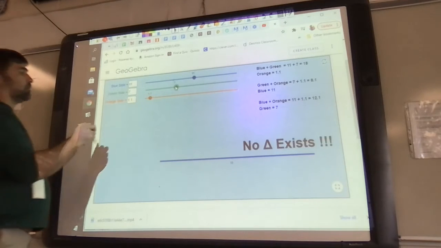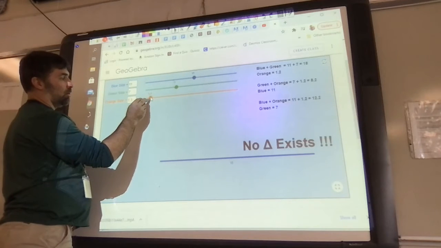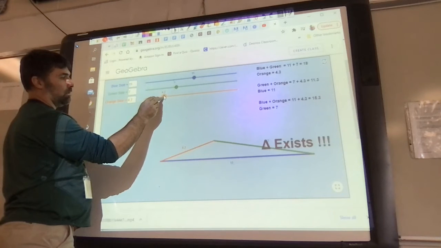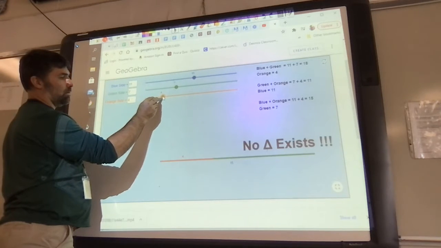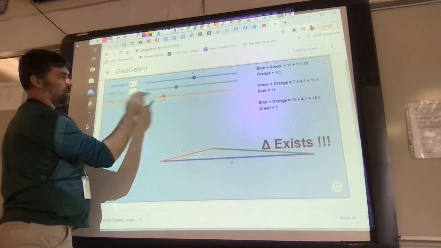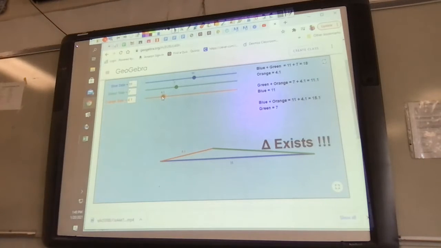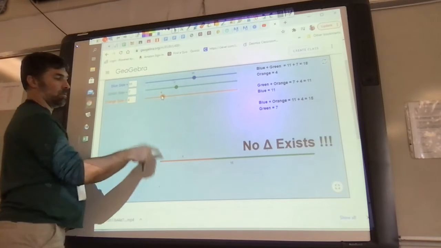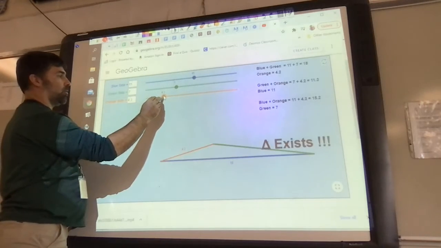All right, so watch this. Let's just move it. At what point does it make a triangle and what point does it not? Oh, we got one there now, right? Why all of a sudden is that a triangle and 4 is not? Because 4 is not, but 4.1 is. Why is that?